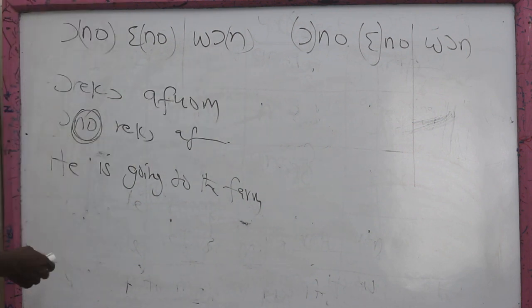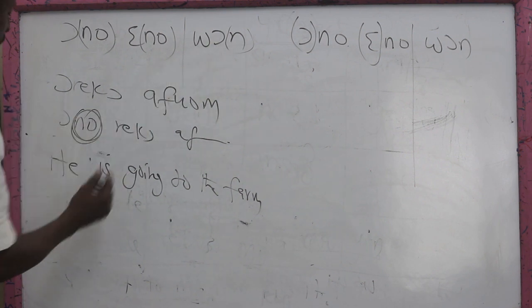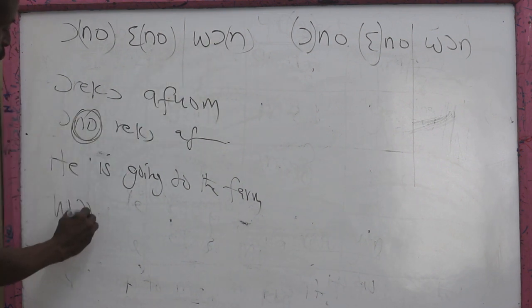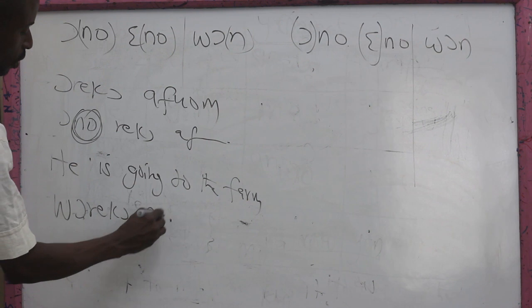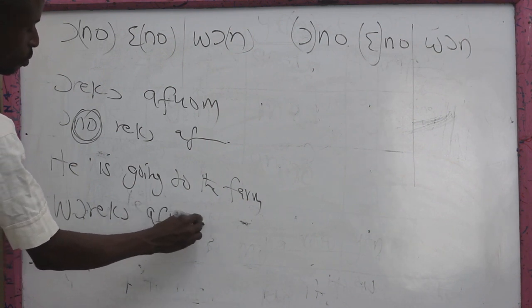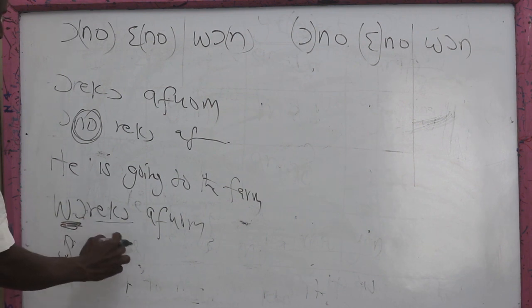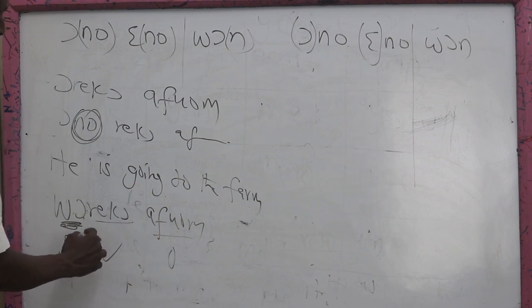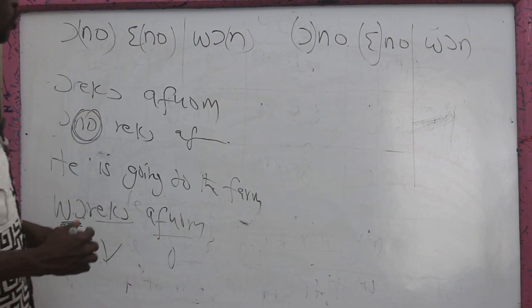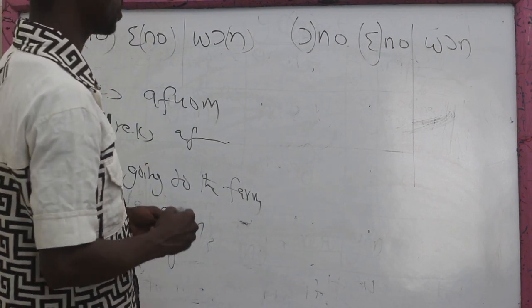For the plural, it will be woko. I'll delete these two. Woko efum. It's one reko efum one, and I've deleted the n. So wo for the subject, reko is the verb, and efum is the object. So woko efum. Let's come to the object position.